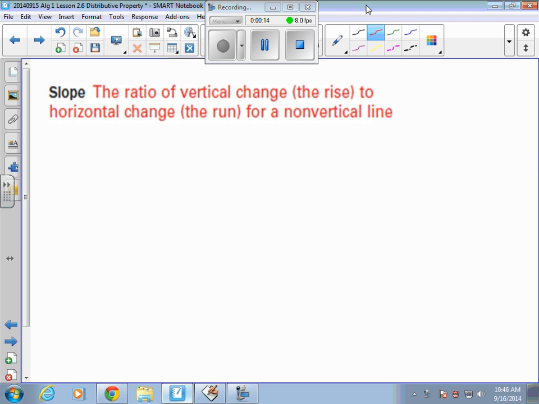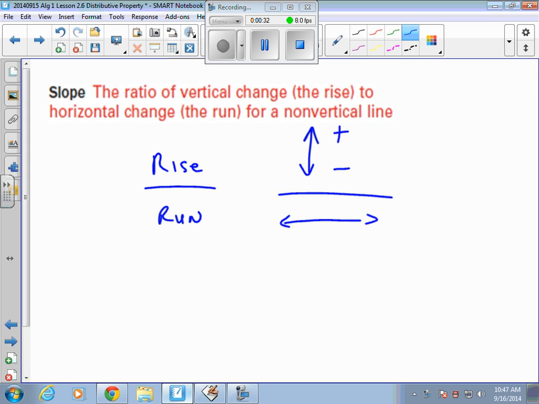What is a slope? Here's the official definition. It's a ratio of vertical change to horizontal change. Most of the time, people refer to this as rise over run. If you can't remember what that is, rise over run: rise is what an elevator does. It either goes up or down. Positive, it's going up; negative, it's going down. Over, it goes left or right. Negative, it's going left; positive, it's going right.